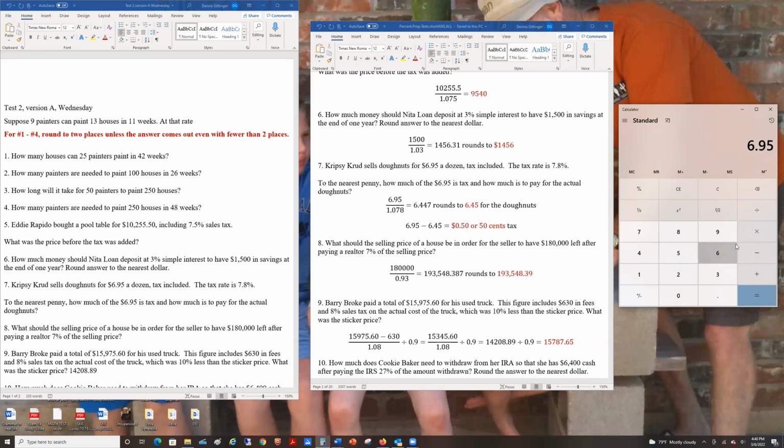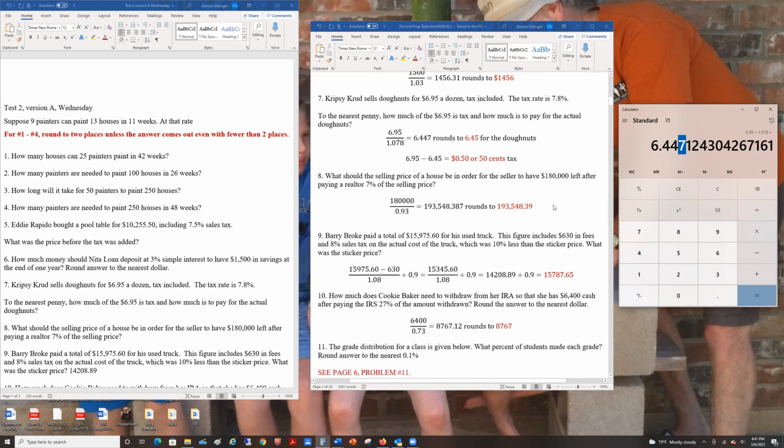So if you divide $6.95 by 1.078 and look at it, you get 6.447. And the 7, guess what, is big enough to bump that up to $6.45. And then all you have to do is subtract that from the 695 total cost in order to get the tax. Or you could multiply it by 0.078. That'll work too. Round it to the nearest penny.